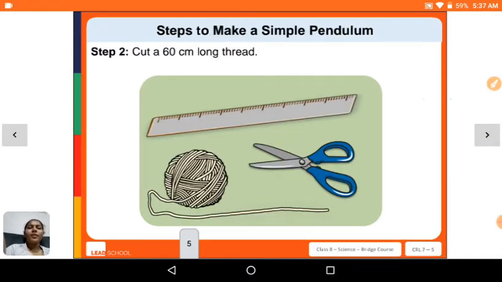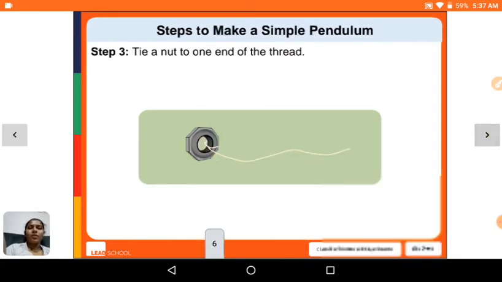Now cut a 60 centimeter long thread. Cut a thread with the help of a scissor. Tie a nut to one end of the thread. Now you cut a thread.